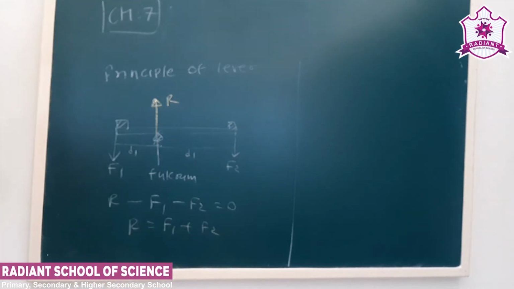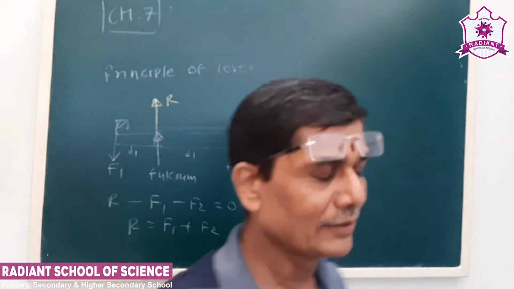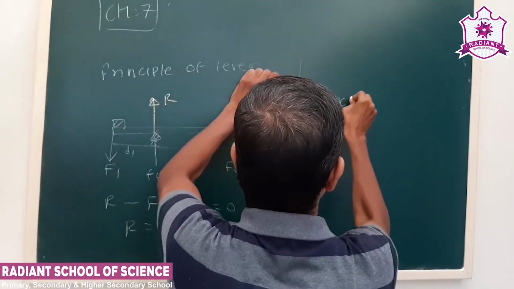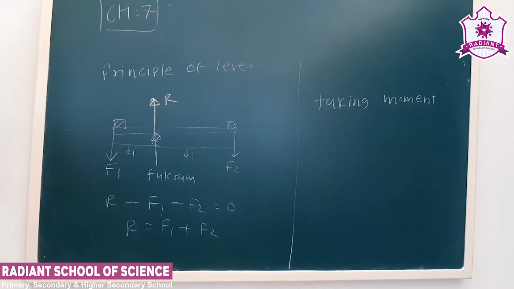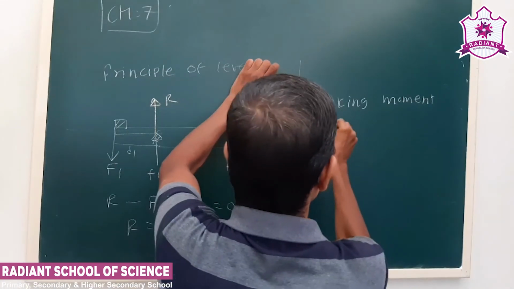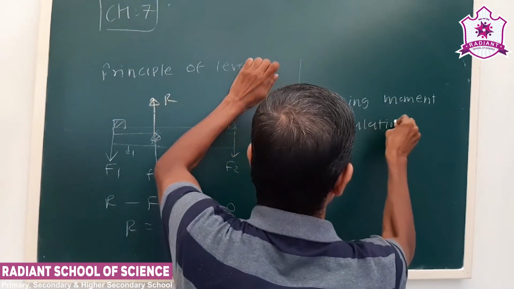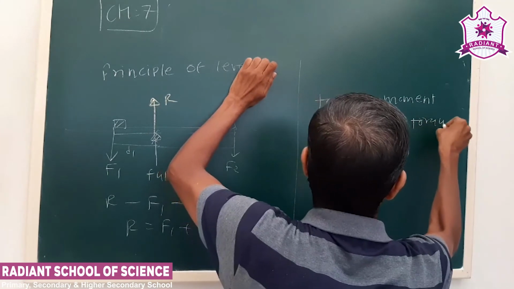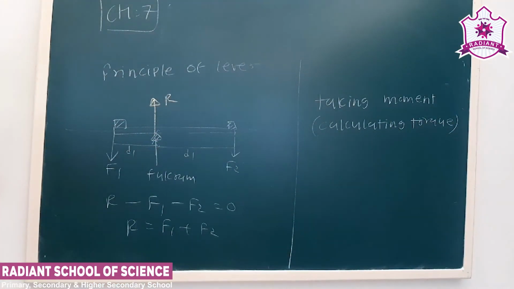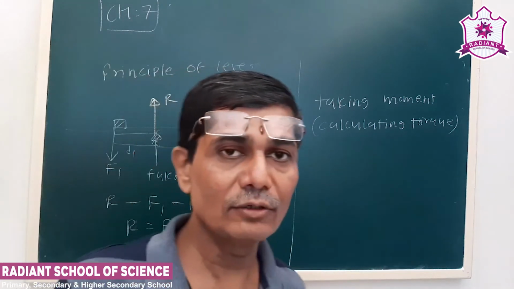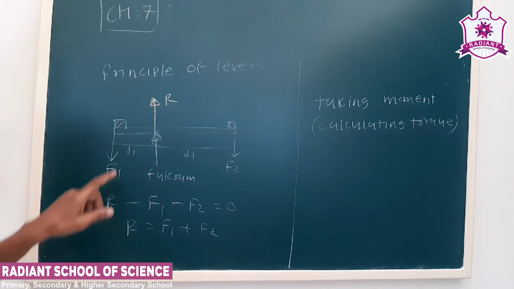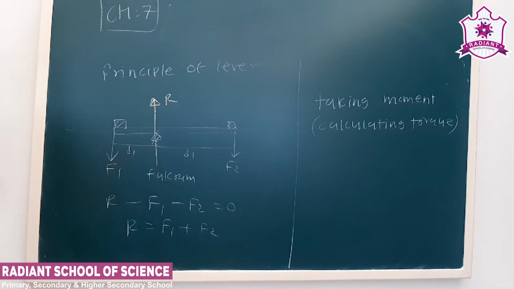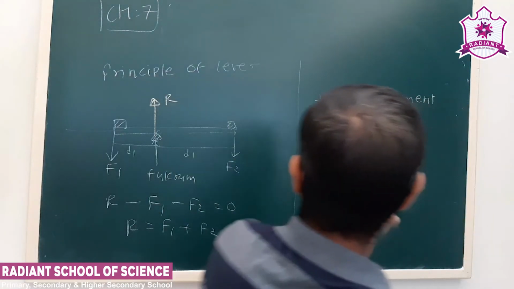Now see, many times you will read in the books like this, that is taking moment. What is the meaning of this? It is calculating torque. Taking moment, when you see in a textbook, we have to see what we are doing. We are calculating torque with reference to some point. Now here, this is a fulcrum about which we are calculating torque. So we can write like this, taking moment about.